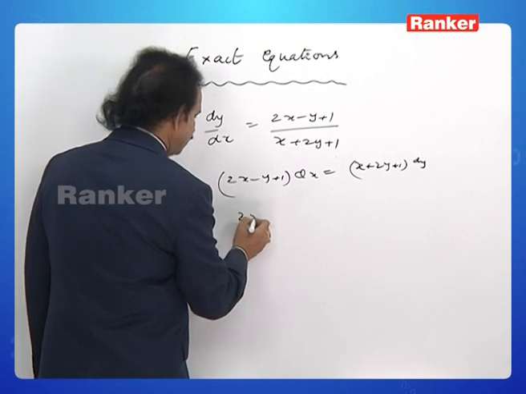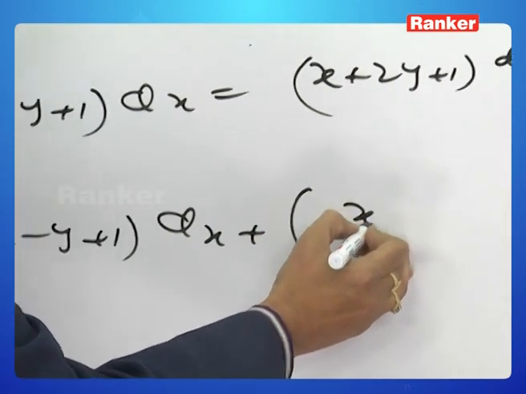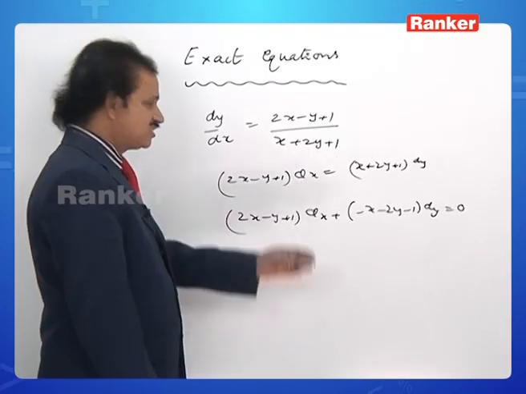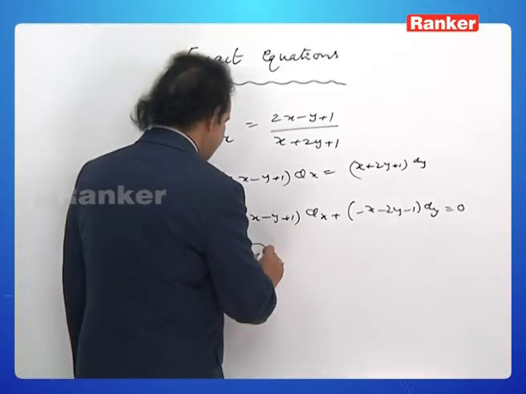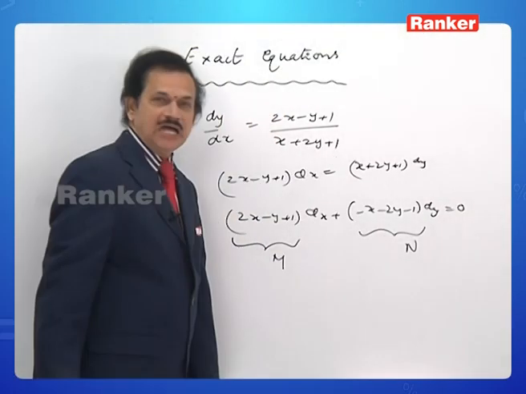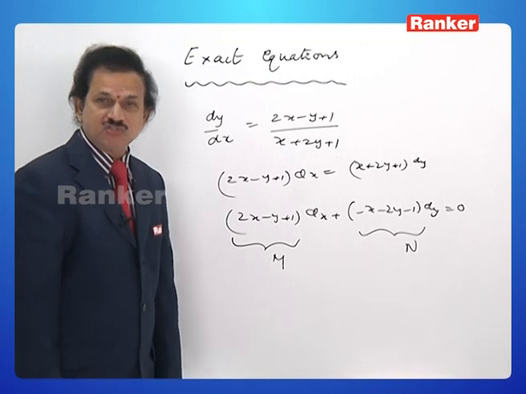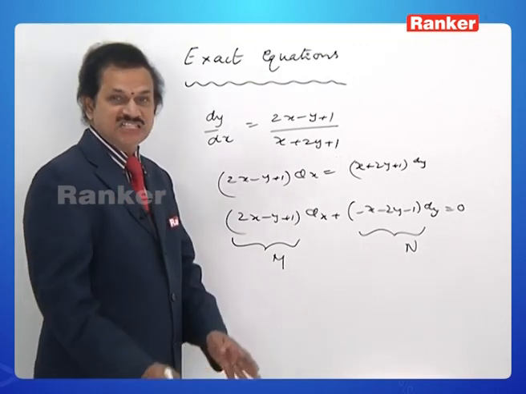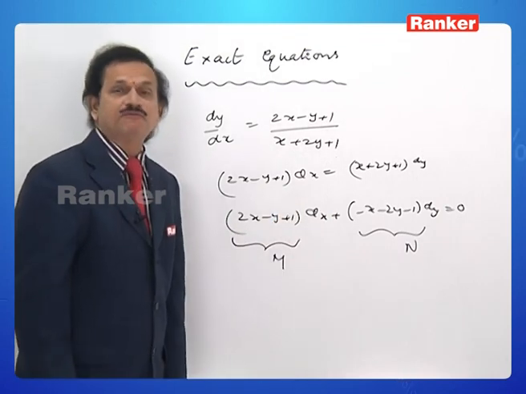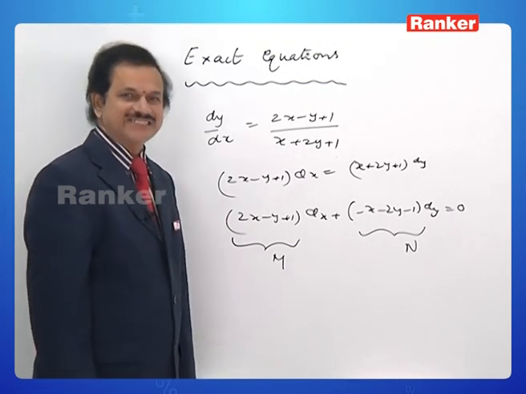Bring it here. (2x − y + 1) dx + (−x − 2y − 1) dy = 0. Now this is in the form M dx + N dy = 0, isn't it? Well, we may have to test. We need not be satisfied with just the standard form of an exact equation. It is the standard form, that's all. We have to believe that it is exact. For that, we may have to test the equation.